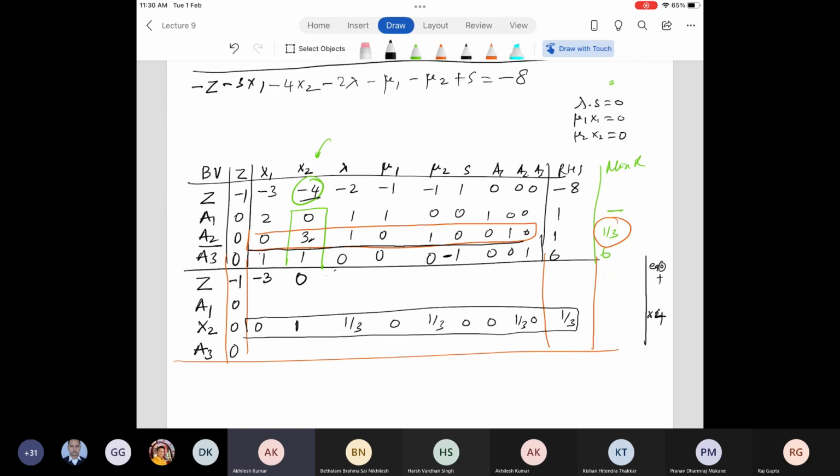Okay, so how much do we get? -2 by 3 here. This remains -1. -1 plus 4 by 3. So 1 by 3. This remains 1. This remains 0 into 4, 0. This becomes 4 by 3. And A3 becomes 0 into 4, 0. And -8 plus 4 by 3, -20 by 3. Is this right, guys?